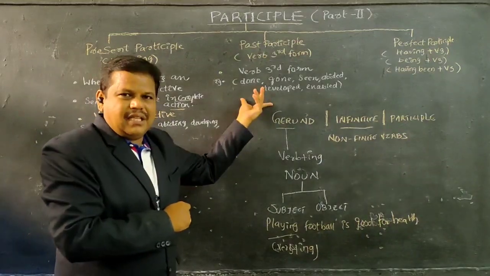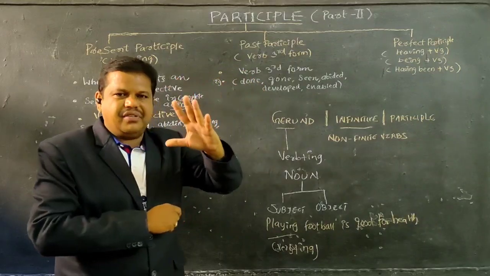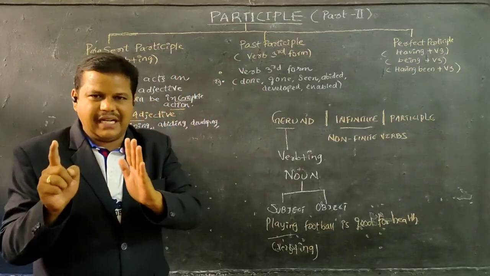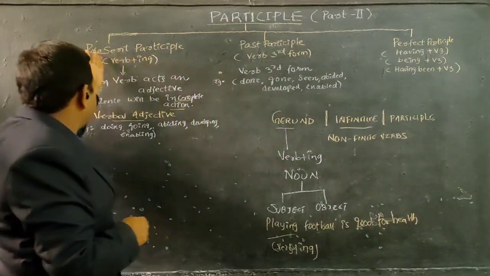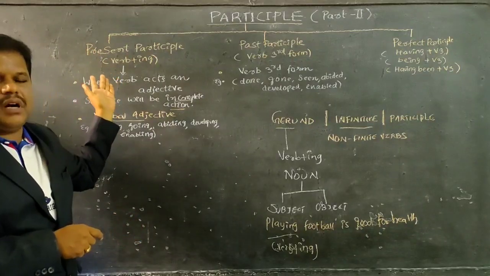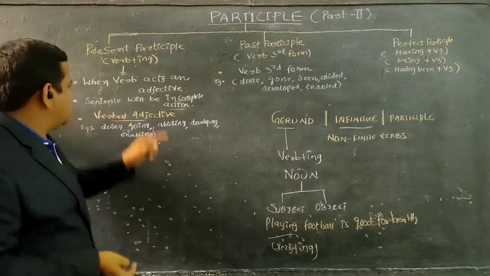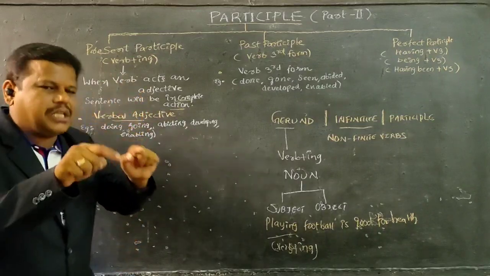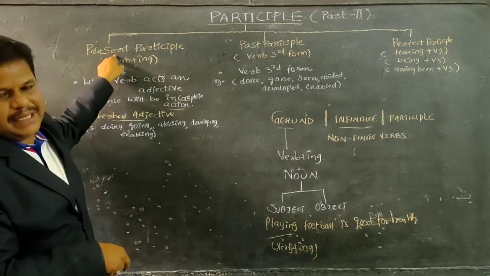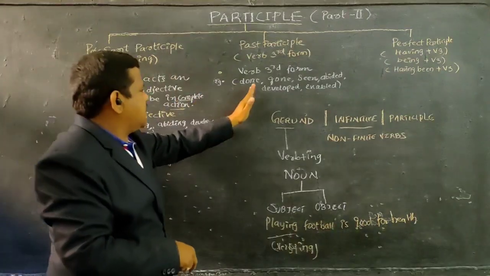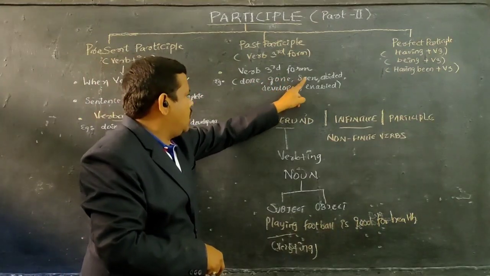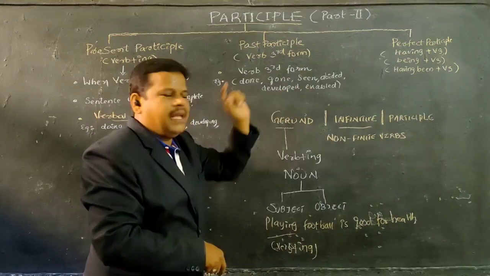Easily we can see that verbs in V3 form are called past participles, whereas present participles are in the form of verb plus ing, where the verbs act as adjectives. Now these are a few examples: done, gone, seen, abided, developed and enabled.